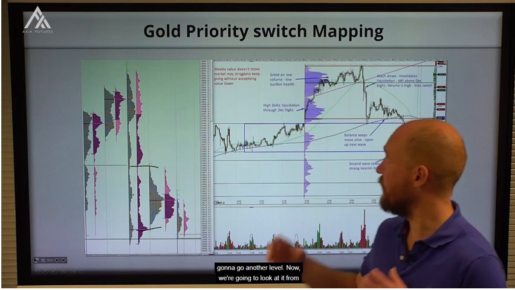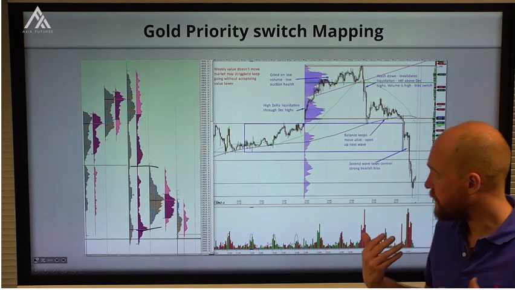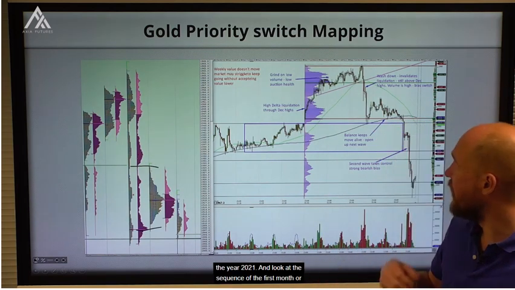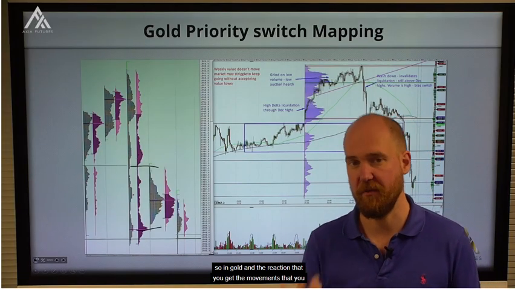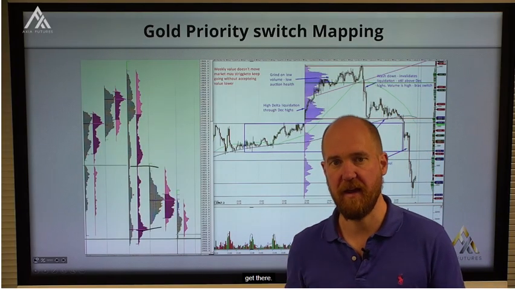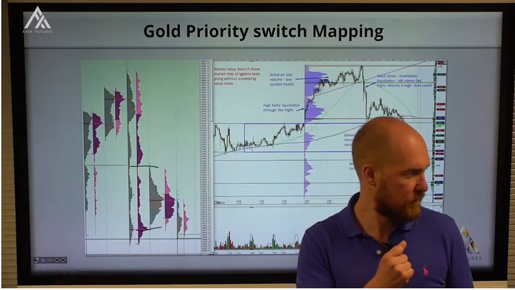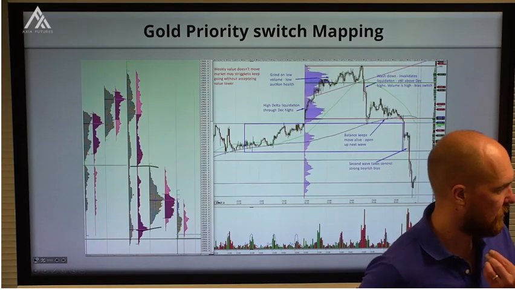Now, we're going to look at it from gold, from the beginning of the year 2021, and look at the sequence of the first month or so in gold and the reaction that you get, the movements that you get there. Just take a quick break and then we'll come back.